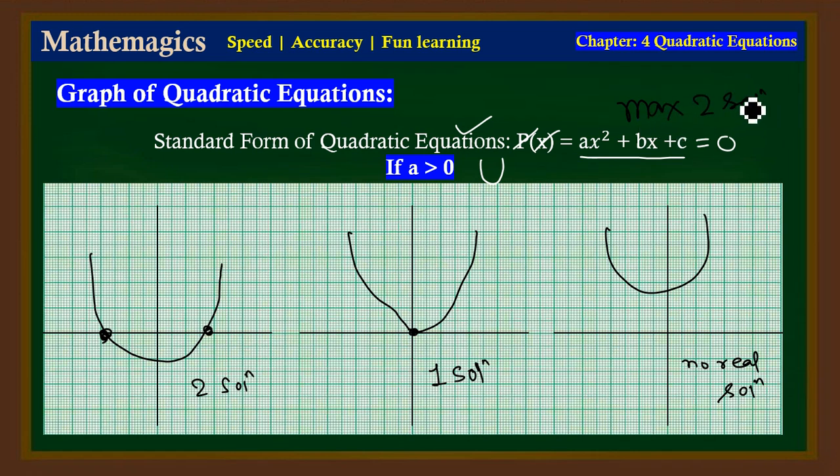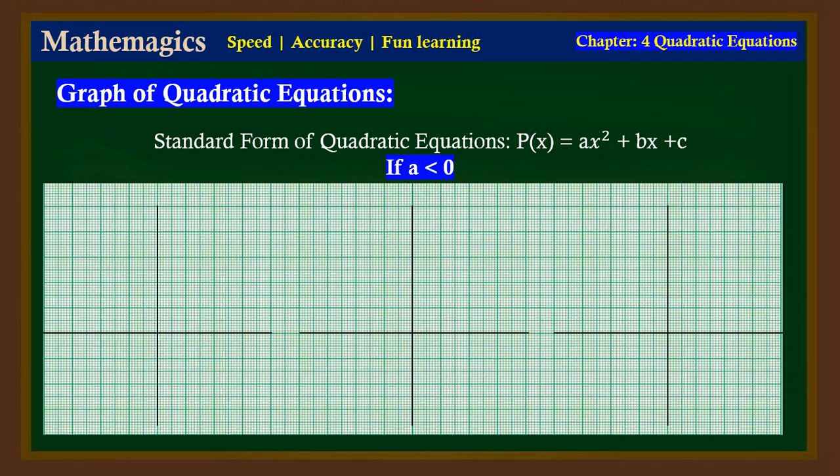Maximum we are writing. Now another condition. Here we have written that a is greater than 0. Now we are going to understand what will happen if a is less than 0. So obviously the graph will be just opposite, an inverted U. So here the graph will have three different possibilities. The first one is like this, the second one is like this, and the third one is like this.